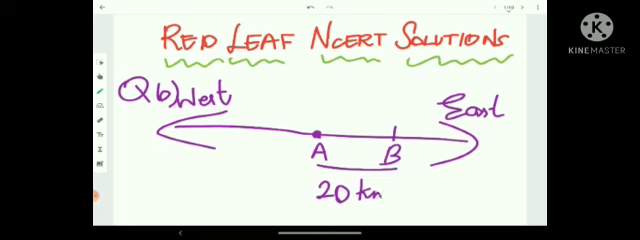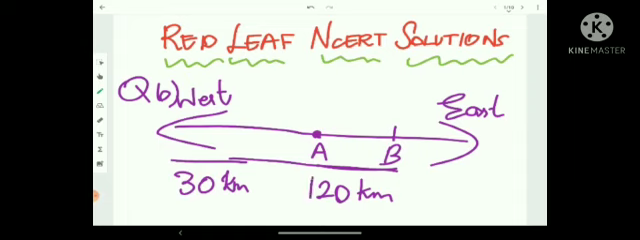Now she moves from B 30 kilometers towards west along the same road. She goes again to the west. So it took 30 kilometers. If the distance towards east is represented by a positive integer, how will you represent the distance traveled towards west? Simple, a negative integer, isn't it?